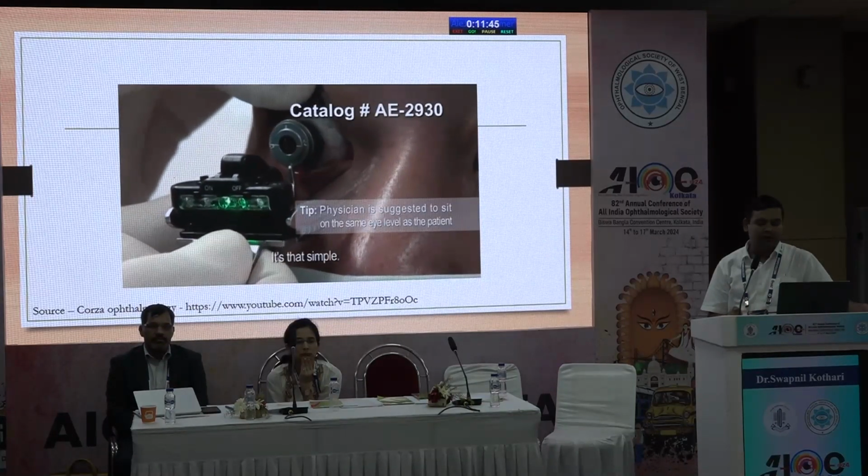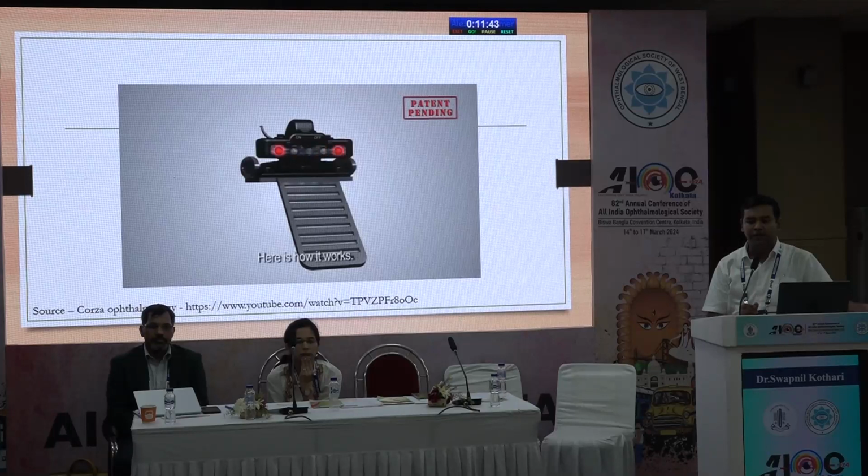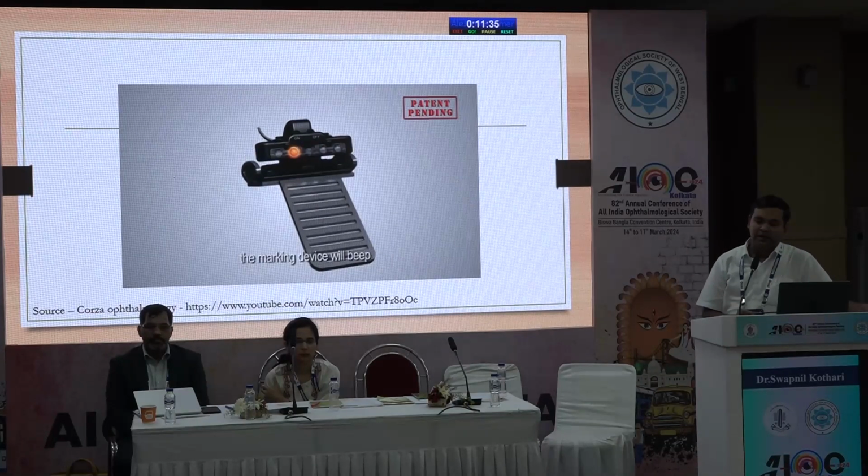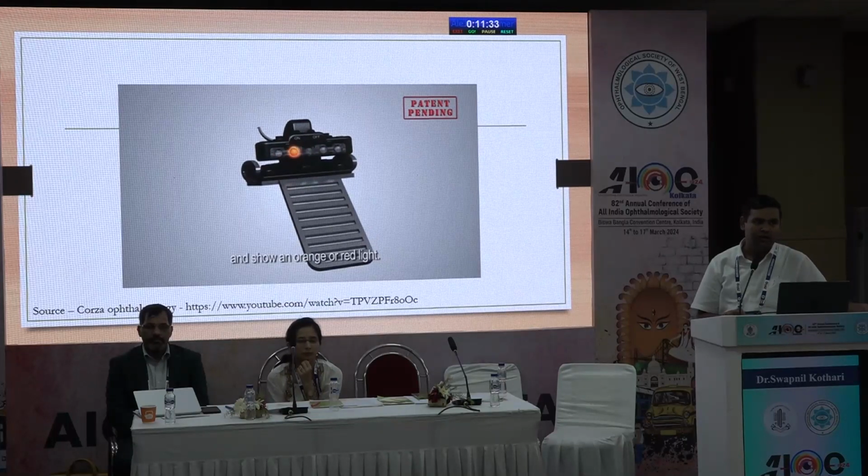So once you are at 0, 180, the light will be green and it will beep the least. In orange it will beep a little more, and in red it will beep even more than that. This can be calibrated to 0.2 degrees, so it is an extremely accurate device.